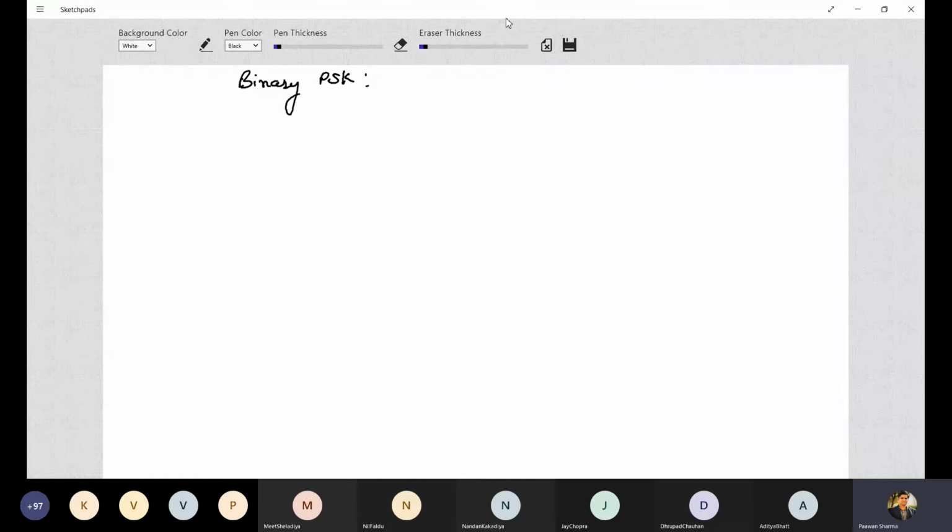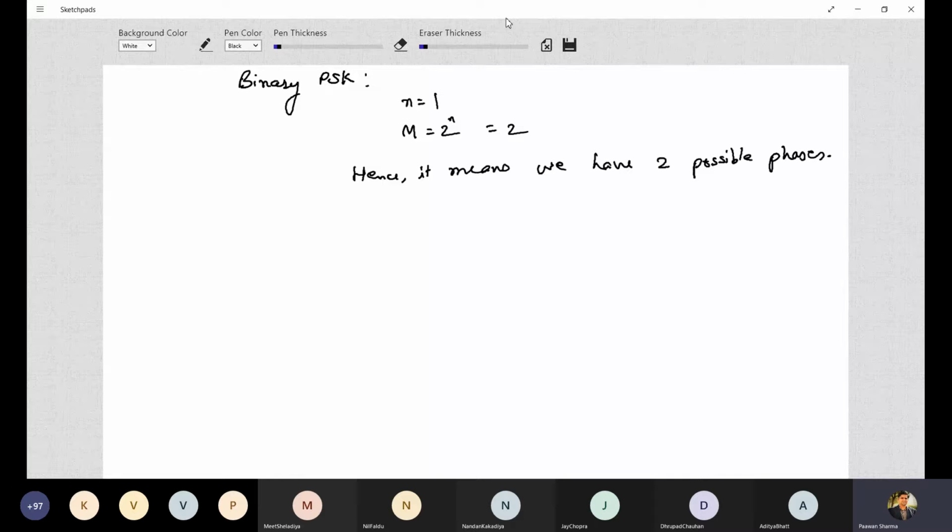In BPSK you have n as 1 and m as 2 to the power n, which is 2. So that means you have 2 possible output phases. Hence, we have 2 possible phases, and we have 1 bit each group. Rather, we can call it 1 bit, there is no group. So there are 2 possible phases.